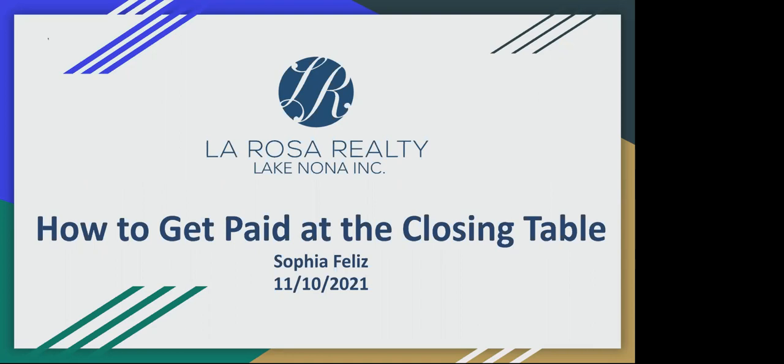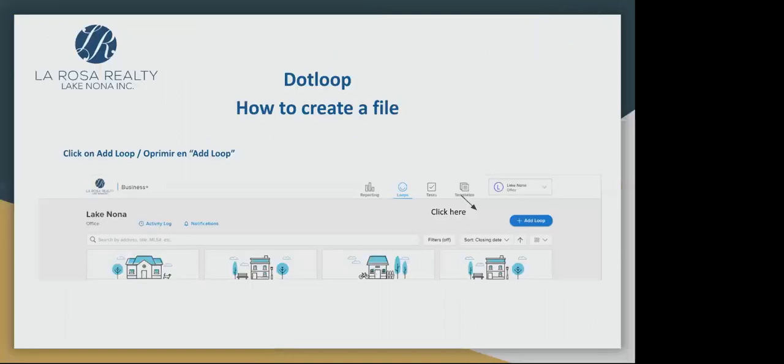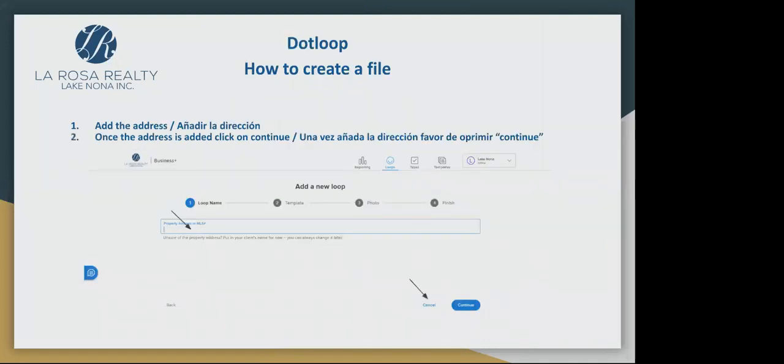So how to create a file. Whenever you go to that loop, cuando ustedes van a that loop, the first thing that you're going to do is add your loop, which is in the top right corner. Afterwards, you're going to enter the property address just like it is in MLS. Van a colocar la propiedad tal y como está en MLS. And automatically the app will pull it up.